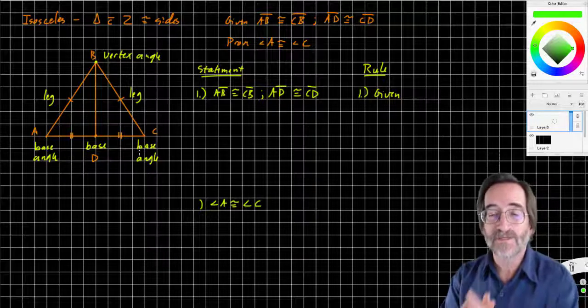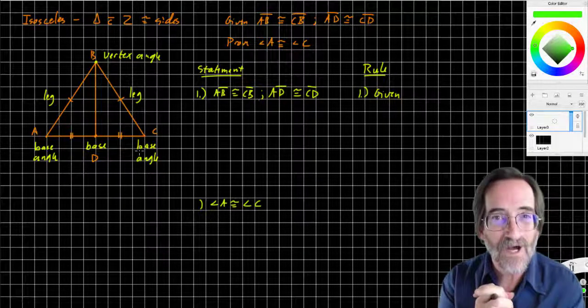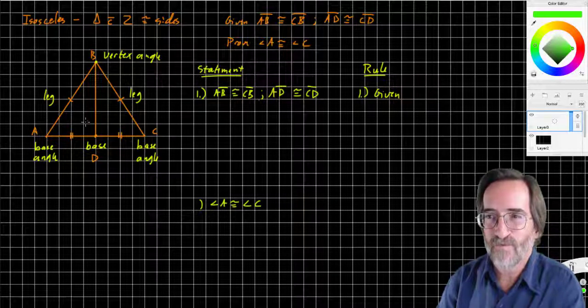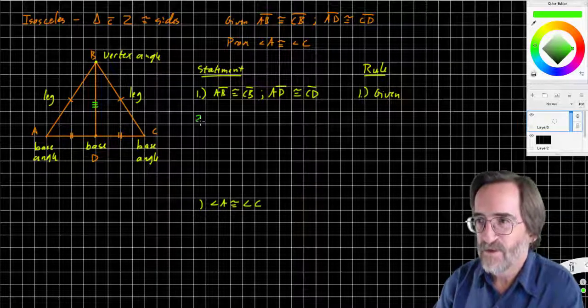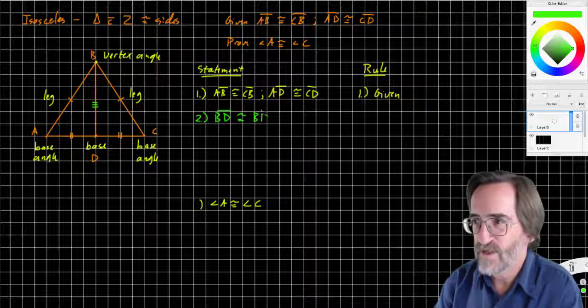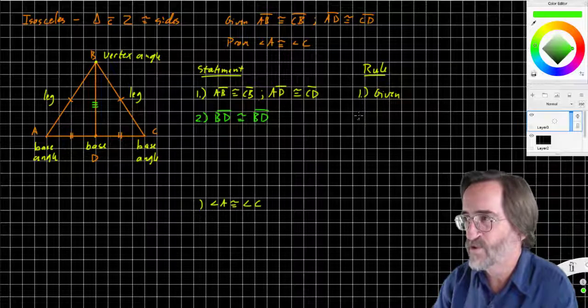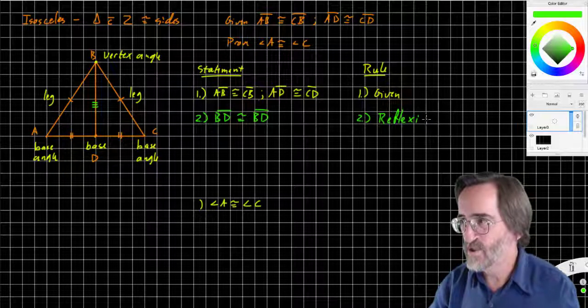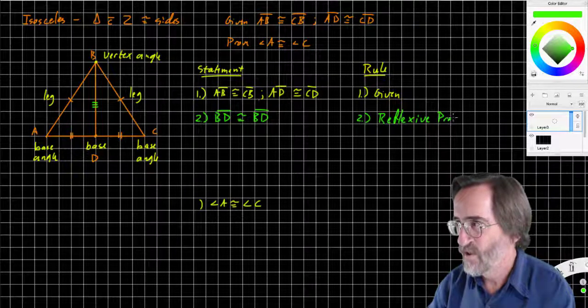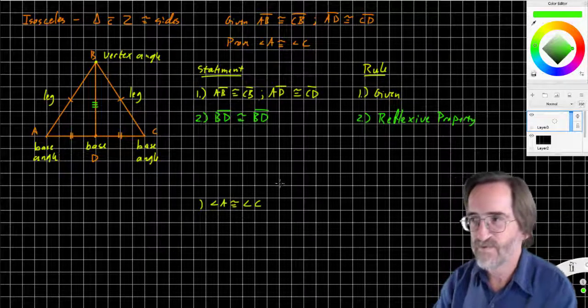Do you see any Siamese twins or bow ties? Any shared sides or any vertical angles? There is a shared side right here. So I'm going to make this statement: 2, BD is congruent to itself. What do we call the rule that says anything is congruent to itself? We call it the reflexive property. Not reflective, but reflexive. It has more to do with reflexes, like when the doctor hits your knee with a rubber mallet. Reflexive property. It's reactive. Anything's congruent to itself.